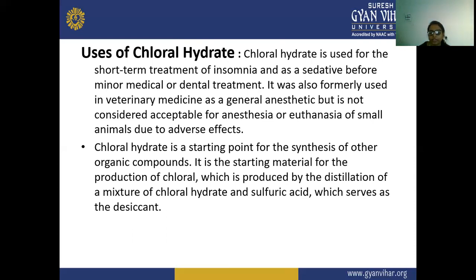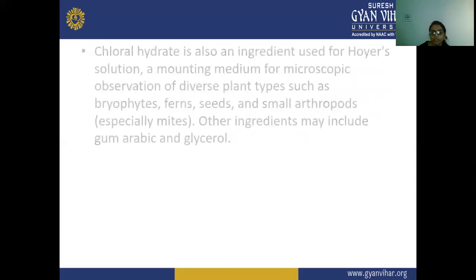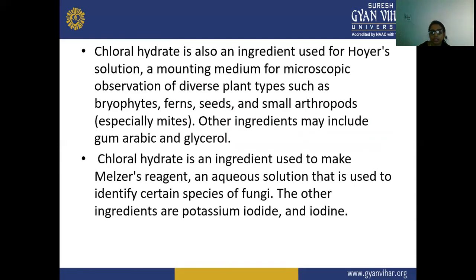Chloral hydrate is the starting point for the synthesis of many organic compounds, and it is also used in the production of chloral, which is produced by the distillation of a mixture of chloral hydrate and sulfuric acid, which serves as a desiccant. Chloral hydrate is also an ingredient used for Hoyer's solution, a mounting medium for microscopic observation of diverse plant types such as bryophytes, ferns, seeds, and small arthropods.